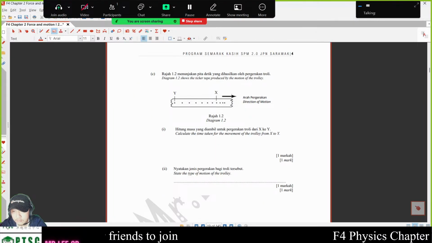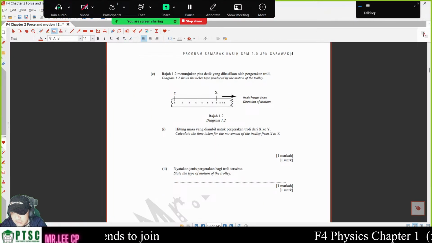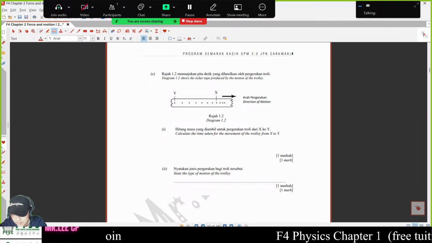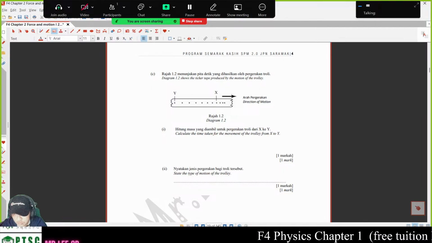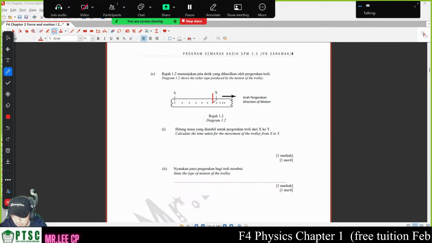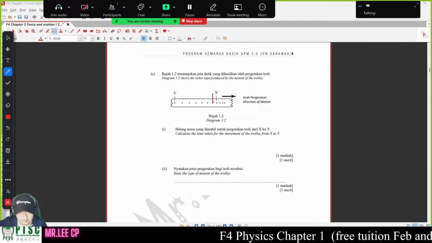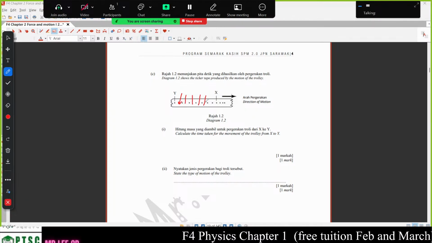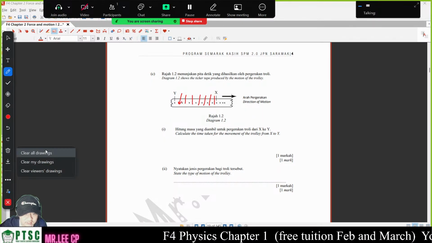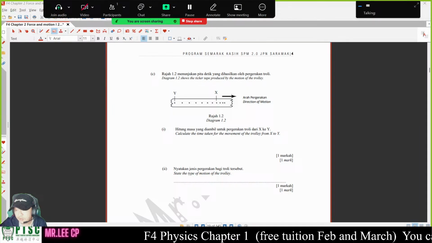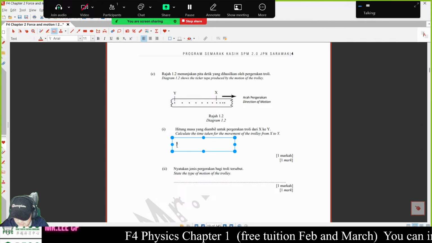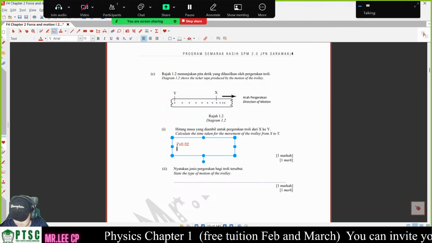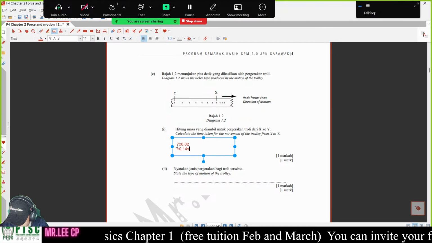Okay. Now, 1.2 shows a ticker tape produced by the motion of the trolley. Calculate the time taken for the movement of the trolley from X to Y. So time taken is 1 tick, 2, 3, 4, 5, 6, 7 ticks. Alright. 1 tick is 0.02. So 7 ticks is 7 times 0.02. So the answer is 0.14 second.